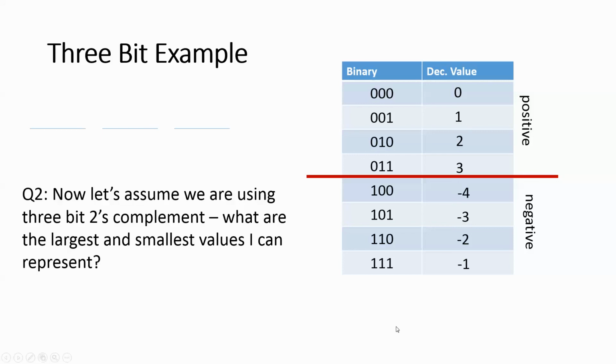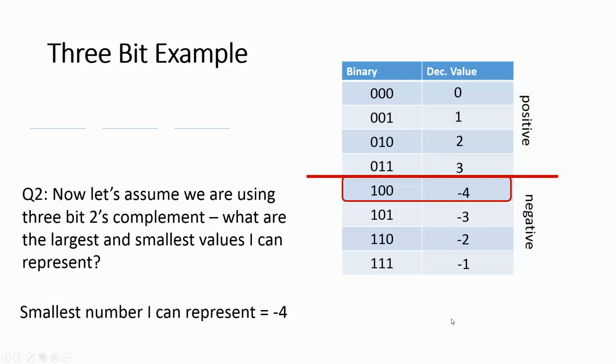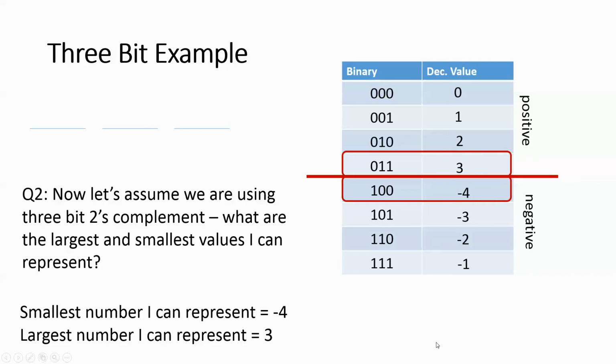So now I can see that I can represent a smaller range in the positive numbers than I could in unsigned, which makes sense. Before I was using all 8 combinations of bits to represent only positive numbers. Now I can only use half of them to represent positive numbers. But what I've gained is the ability to represent some numbers in the negative range as well. So I can go back to my original question: what are the largest and smallest values I can represent? Well, the smallest value that I can represent is -4. And the largest value that I can represent is the equivalent of decimal 3.